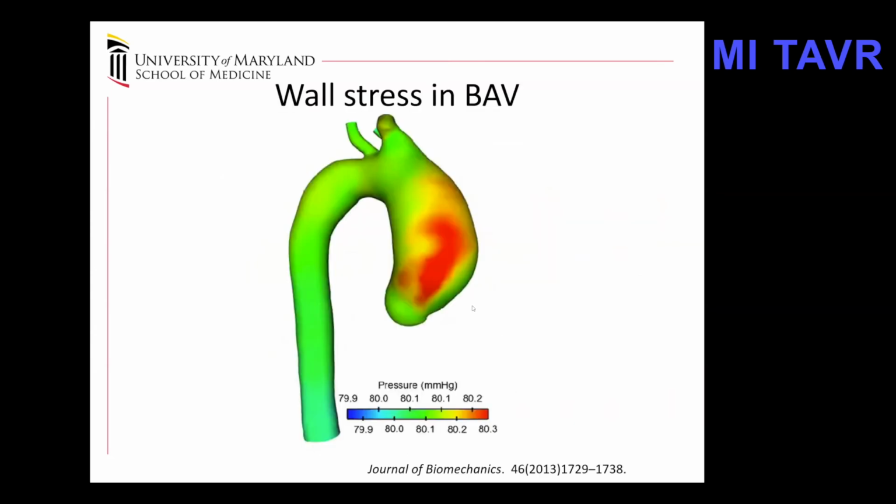The other thing that I think that really to date has not seen a lot of discussion, and that is, what is the impact of these valves on the aorta and also on the heart over time? And here this is some data from my own lab looking at wall stress in the context of a bicuspid valve and what impact it has on the aortic wall.